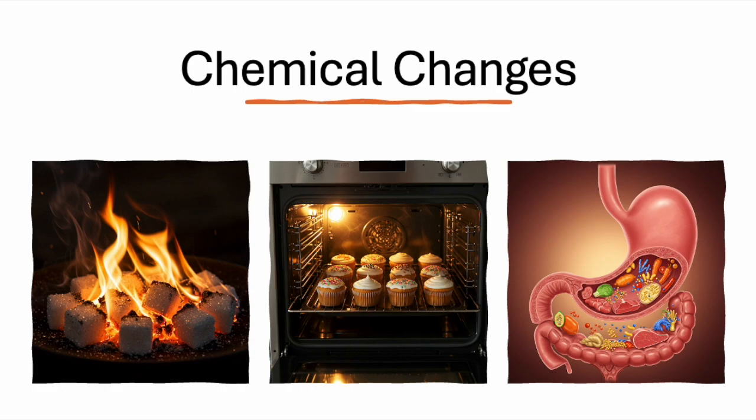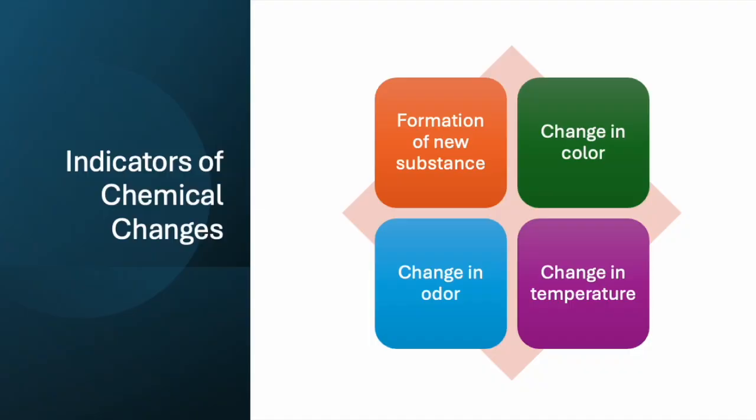How can you tell the type of change? There are a few ways to tell if a change is physical or chemical. One way is to look for the formation of a new substance. If a new substance is formed, then the change is chemical. Another way to tell is to look for a change in color, odor, or temperature. If there is a change in color, odor, or temperature, then the change is likely chemical.